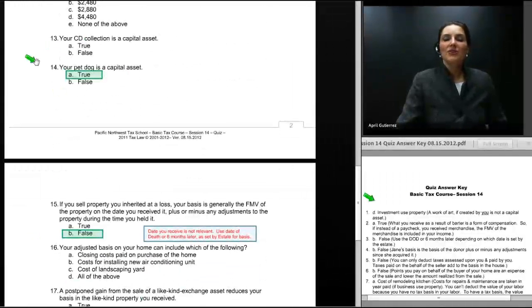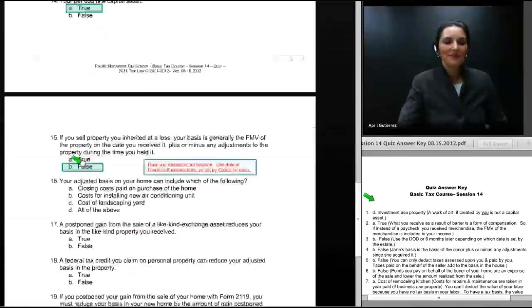Question number 14, your pet dog is a capital asset, and that is a true statement. A lot of people have a hard time understanding how your pet can be a capital asset. Well, your pet is personal property owned by you and not held for business, so there you go.